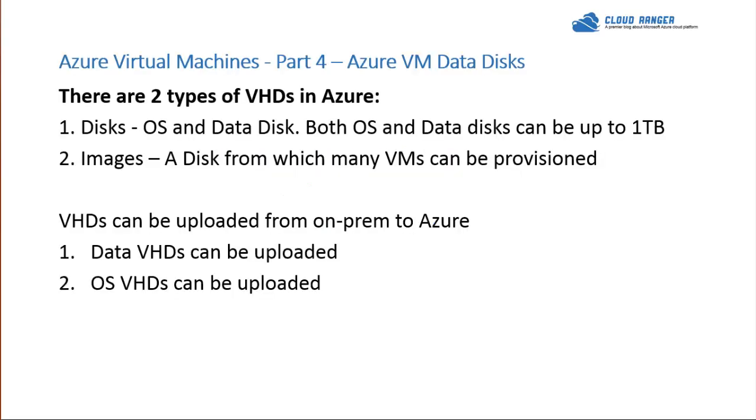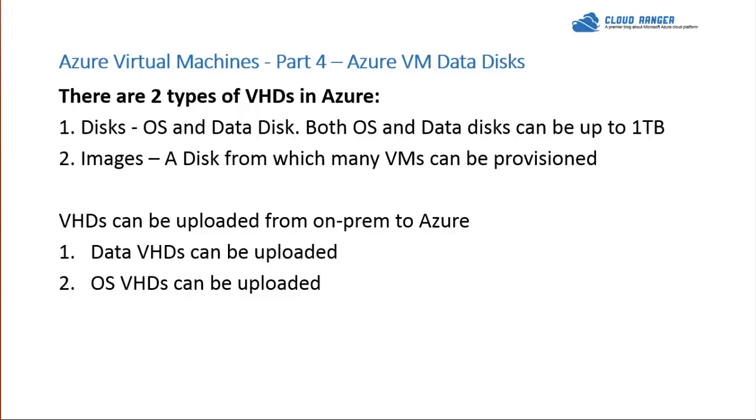There are two types of VHDs in Azure: disks and images. I'm assuming you are already familiar with what VHDs are, the virtual hard drives that come with your virtual machines. If not, you have a lot of background work to do to find out what VHDs are and how they work. In Azure, the first type is the OS and data disk VHDs, and then you have the images from which we have been making all our virtual machines. The OS and the data disks can both be 1 TB.